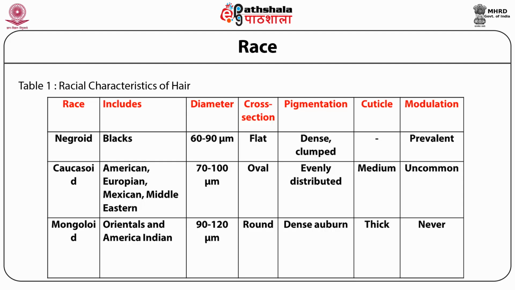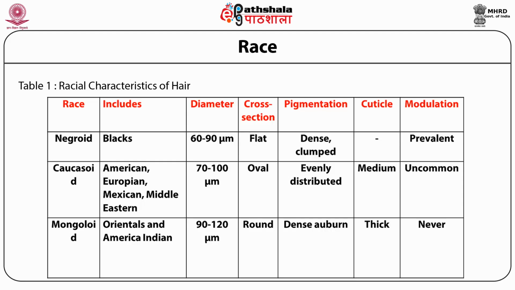Then we take Caucasoid, which includes American, European, Mexican, Middle Eastern. The diameter varies from 70 to 100 micrometers. Then the cross section is oval. Pigmentation is evenly distributed, the cuticle is medium, and medullation is uncommon.